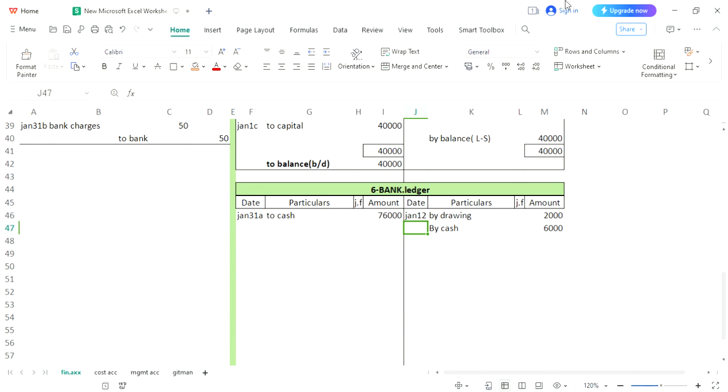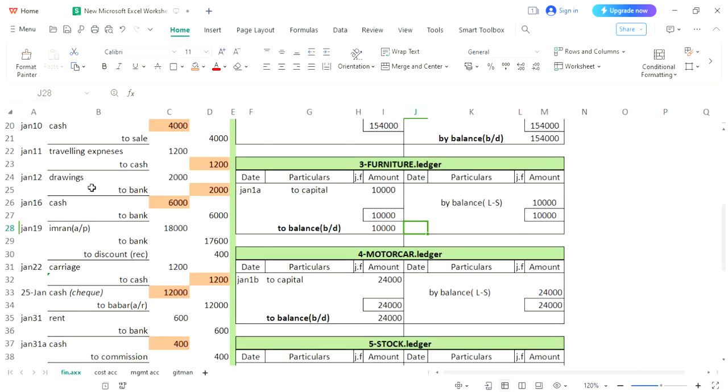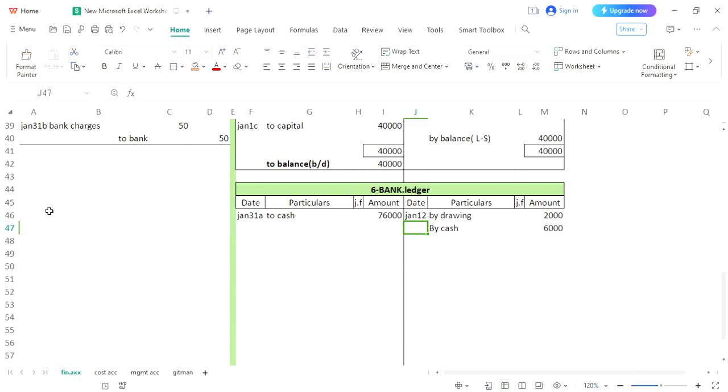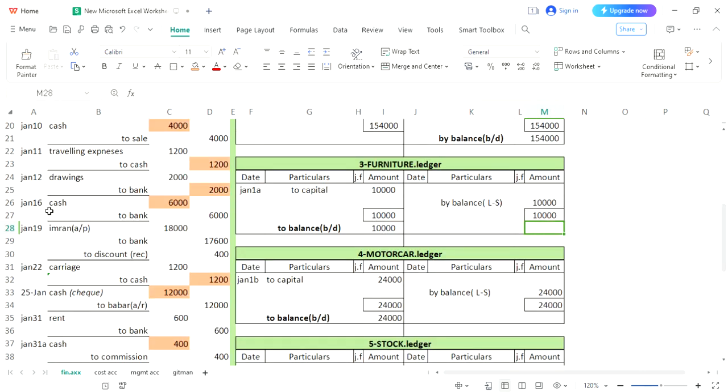See what was the date of 6000. It is January 16. Put January 16 over here. Date is mentioned, reference is mentioned, 6000 amount is written. It means this 6000 has been posted properly, so mark it as it has been done. So we have completed entry for bank over here. Let's see if bank is present anywhere else.